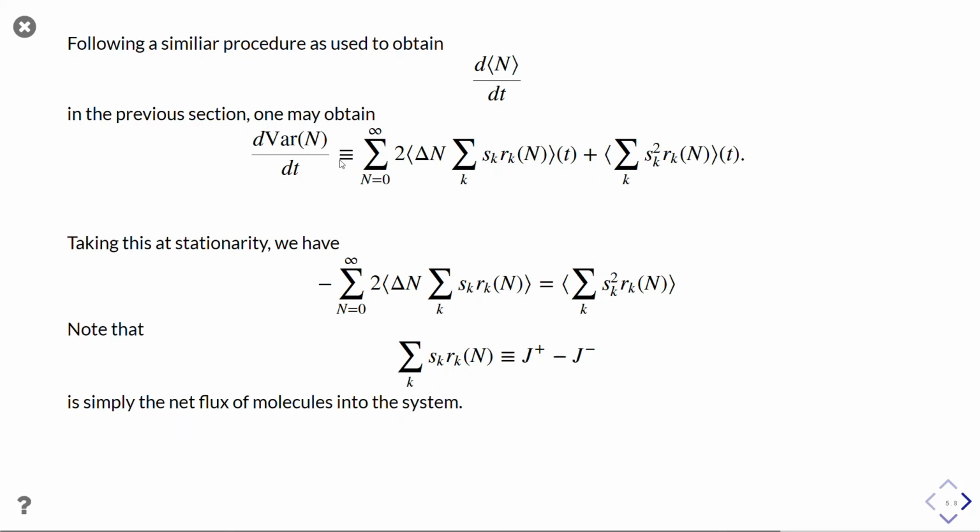Now, taking this at stationarity, we can set the left-hand side equal to 0, and therefore we can take this term to the left-hand side and write the equation like this. Note that the sum over k, where k indexes the reactions, of the stoichiometric coefficient S sub k times the propensity function R sub k evaluated at the abundance n, is equivalent to the flux in minus the flux out of the system by definition of these fluxes. Therefore, the sum is simply the net flux of molecules into the system, or, if it's negative, net flux of molecules out of the system. Now, substituting this relation into the left-hand side of this equation, we obtain this equation.